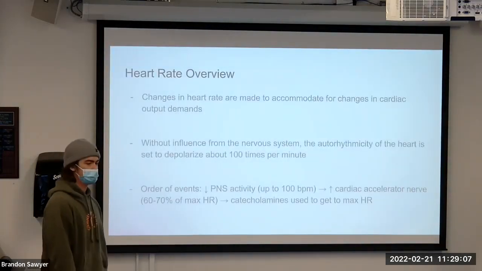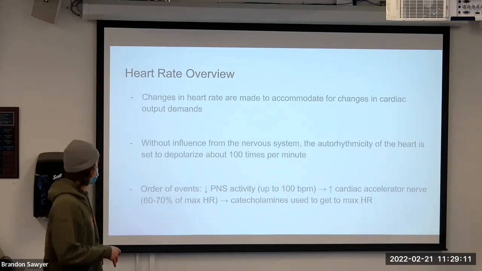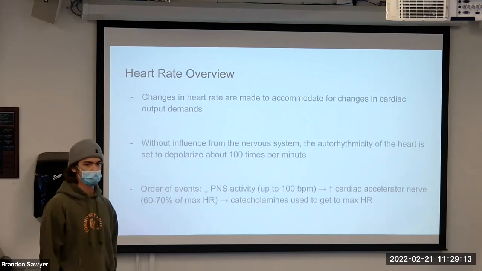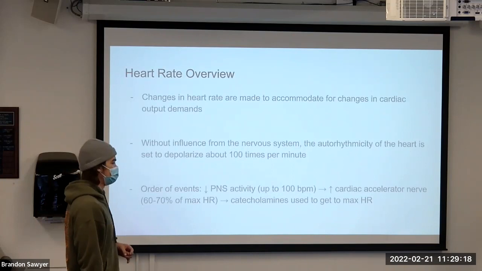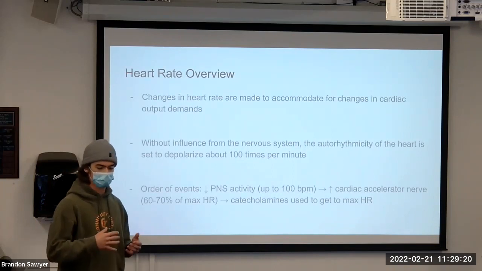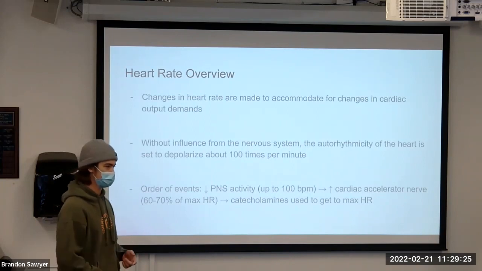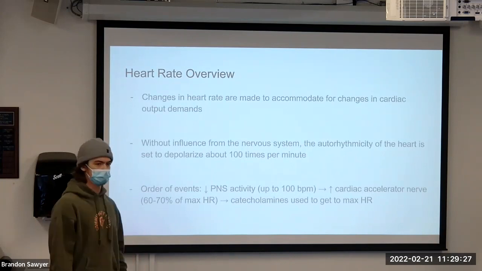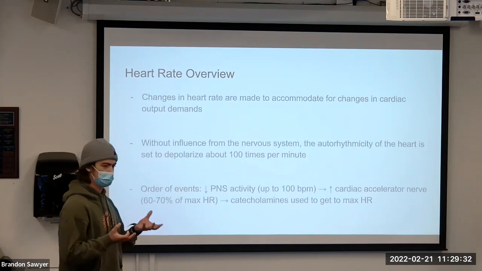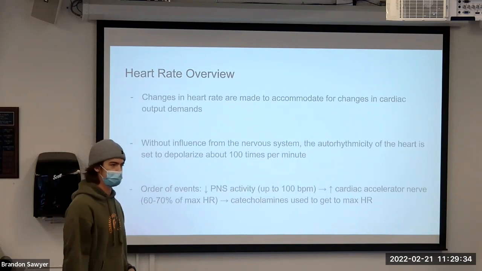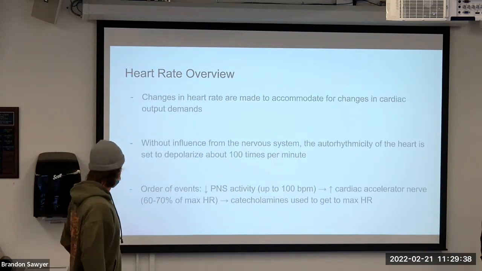About heart rate: first of all, changes in heart rate are due to changes in cardiac output demand. It's done to accommodate those changes in cardiac output needs, such as changes in temperature and differences in blood gases. Without the influence of the nervous system, heart rate is set to about 100 beats per minute, because of the autorhythmicity of the SA node.